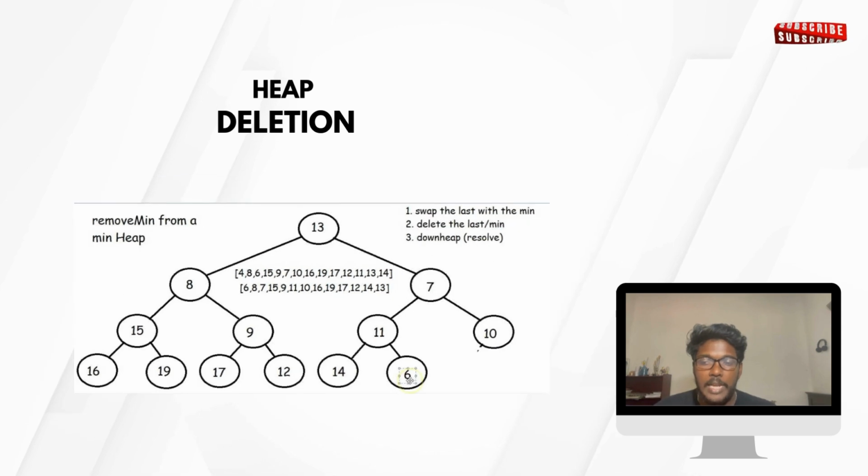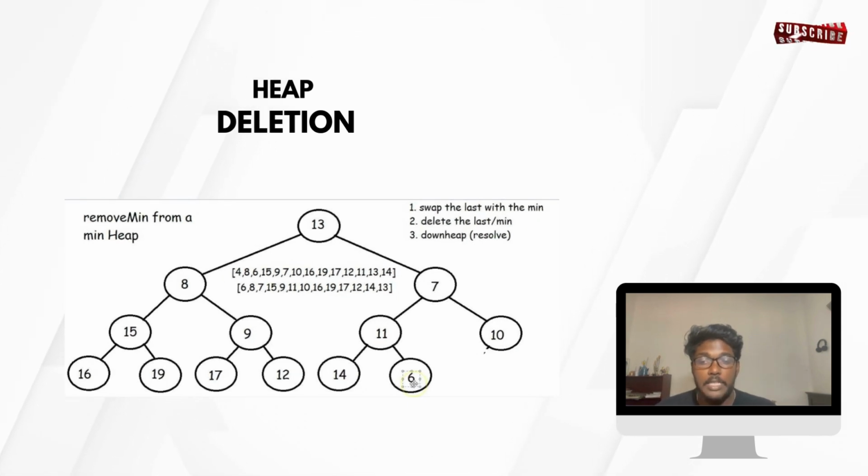Now, how do we remove the highest priority element, which in a min heap is the minimum element at the root? We replace the root with the last element in the heap. Then we bubble down, or heapify down, this new root. We compare it with its children. If it's larger than a child, we swap it with the smaller child. We continue this until the heap property is restored.